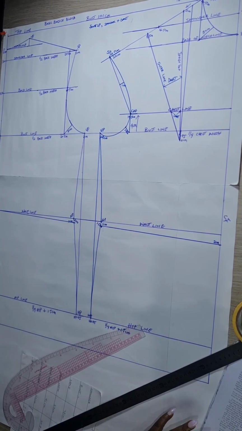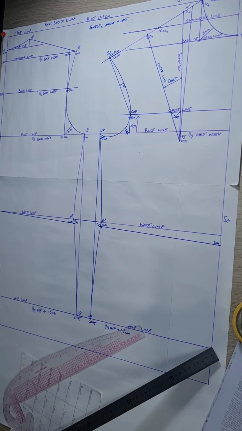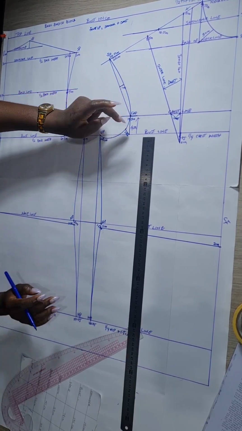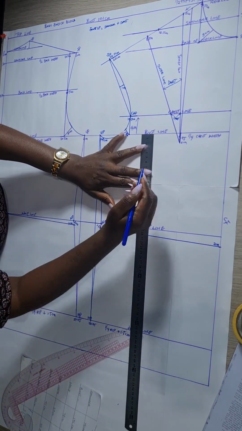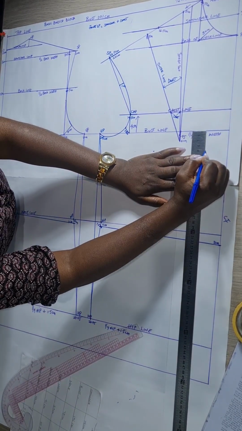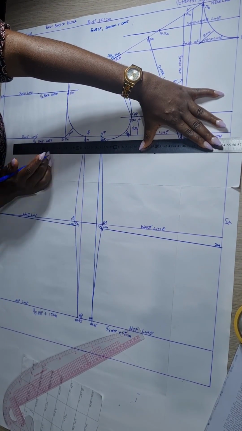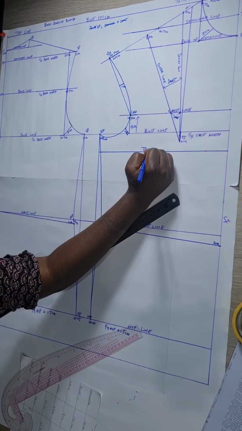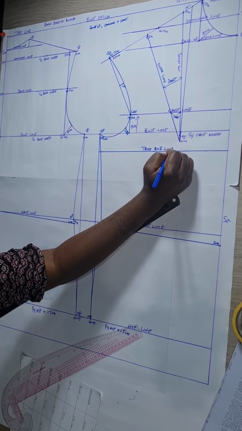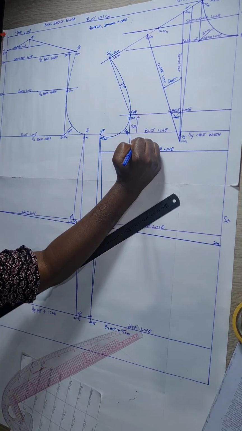Draw the true bust line 4 centimeter below the bust line of the draft and parallel to it. My true bust line is 4 centimeter below the bust line. Remember my chest line, I went up by 4 centimeter. To get my true bust line, I'll come down 4 centimeter from the bust line. So this is 4 centimeter below the bust line.